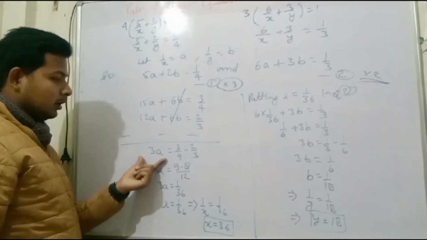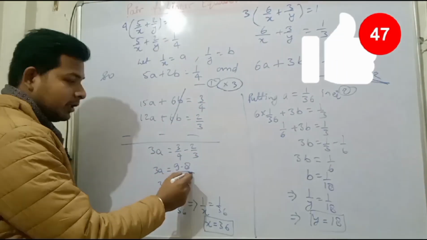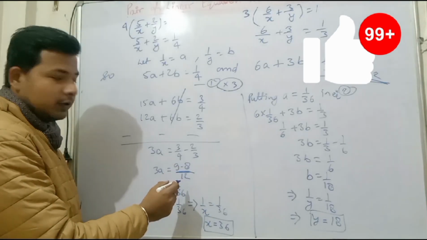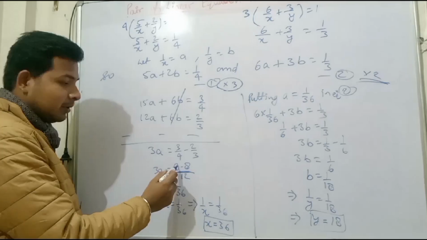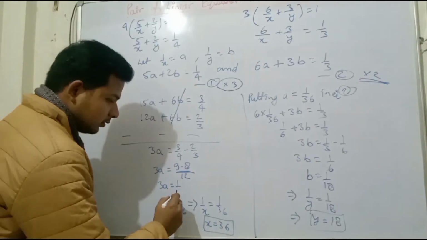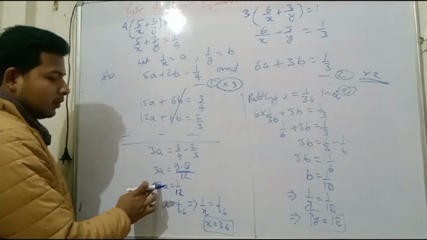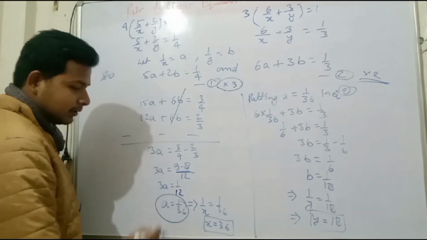15a minus 12a equals 3a. 3 by 4 minus 2 by 3. I hope you are able to solve this. Just take the LCM of 4 and 3, which is 12. 3 times 3 is 9, 4 times 2 is 8, 9 minus 8 is 1 by 12. Now, if you transpose 3 to here, this will become a equals 1 by 36.